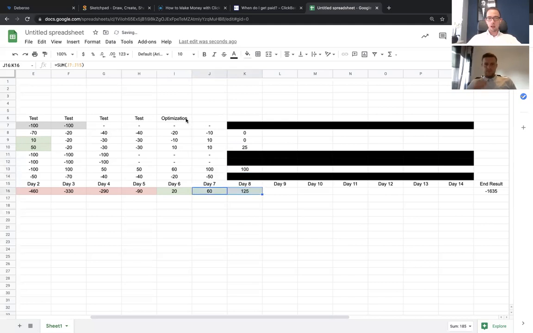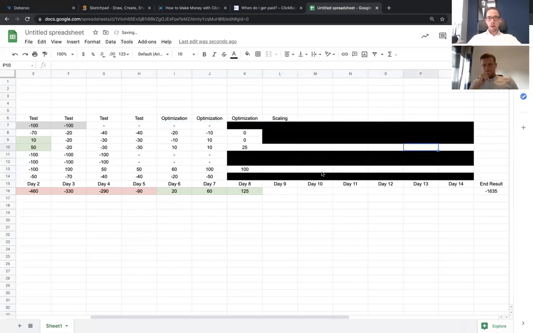You know, we still have some opportunity there. But basically what we know is that the optimization stage is done. Now we just need to keep it stable on the scale, which basically goes until the end of the campaign. So these two campaigns are also dead.